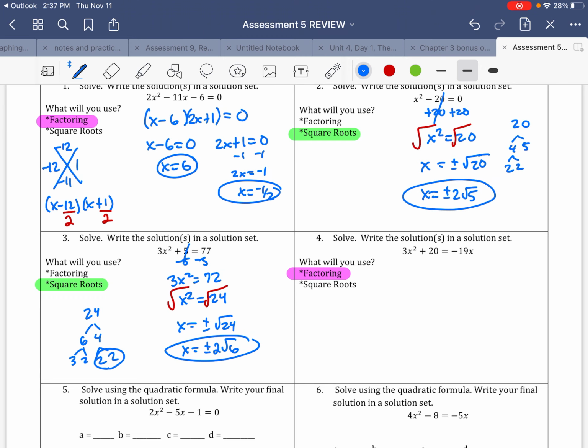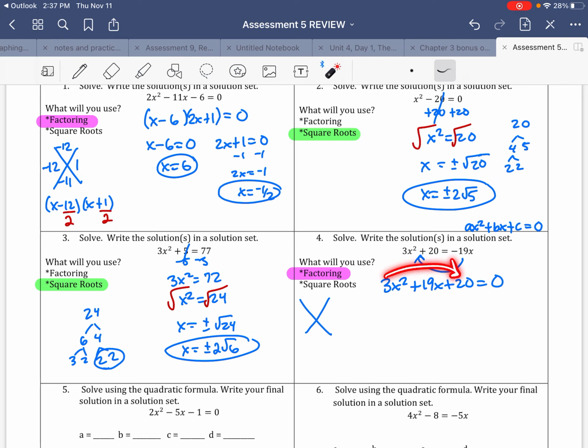All right, over here, number 4. It has that negative 19x on the other side. So this one's going to have to come over and be in the middle, because remember we want this format, ax squared plus bx plus c. I want that format. So I got 3x squared plus 19x plus 20. Oh, so everything's positive. All right, so let's make our factoring. 3 times 20, because I have to multiply here times here. 3 times 20 is 60, so kind of a big number, and then 19.